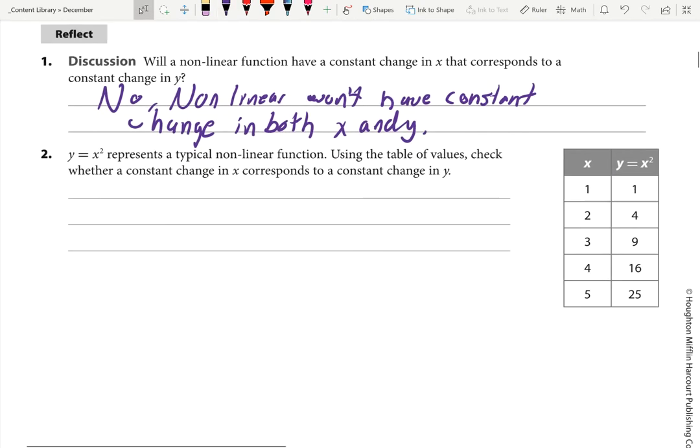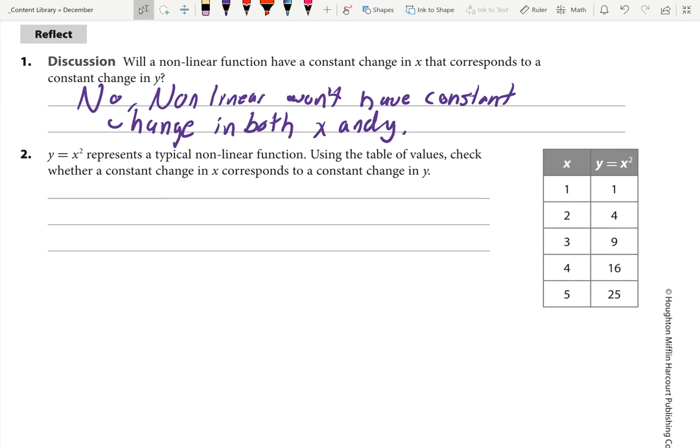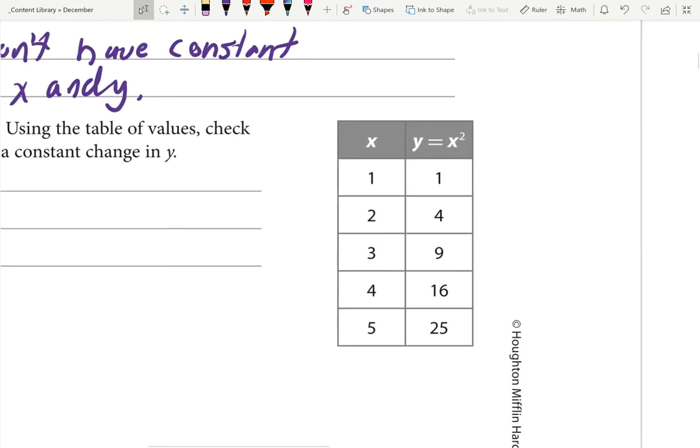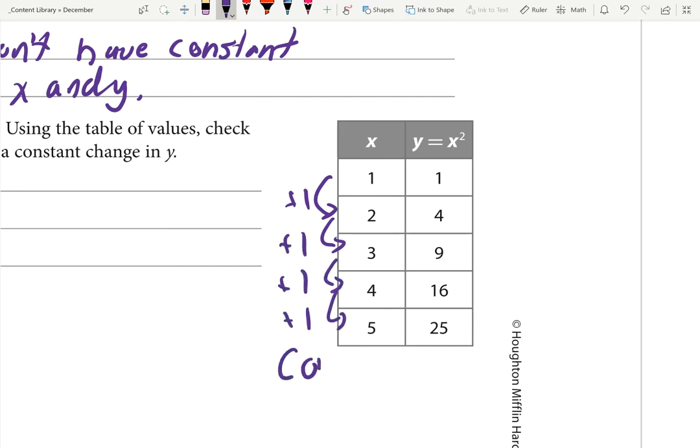So to illustrate what's going on, here is a nonlinear function, y equals x squared. This is a nonlinear function, and the table is shown to us as well. So if you look at this table of y equals x squared, you'll notice the x values are increasing by 1 every time, which is nice. You know, that's something we would see in a linear function. However, look at the y's. The y's are not a constant change.